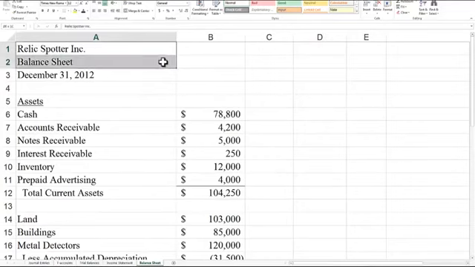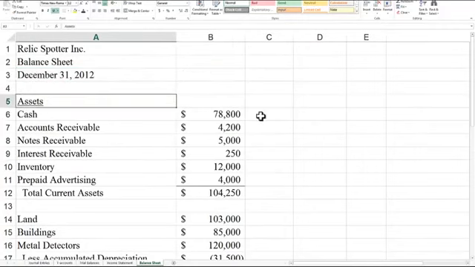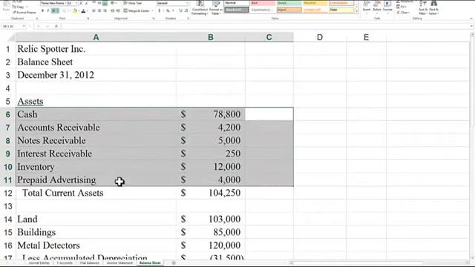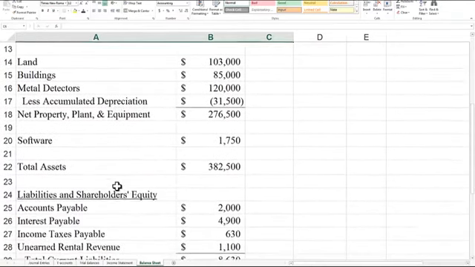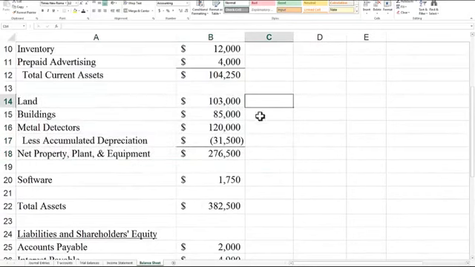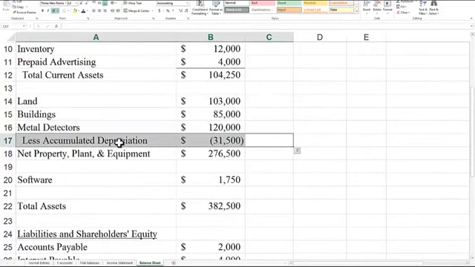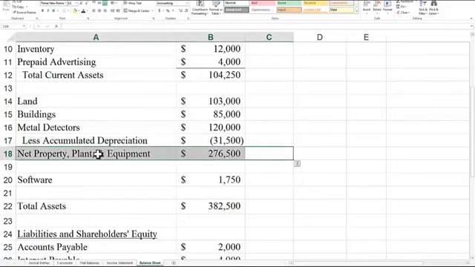So we have the Relic Spotter Incorporated balance sheet. Notice a balance sheet is a point in time, so we have December 31, 2012. We start with assets and list all of our current assets in order of liquidity. Then we follow up with tangible assets, and this is the typical treatment where land, building, and metal detectors are listed at their original cost, and then in one line item we subtract the accumulated depreciation to report something called net property, plant, and equipment.